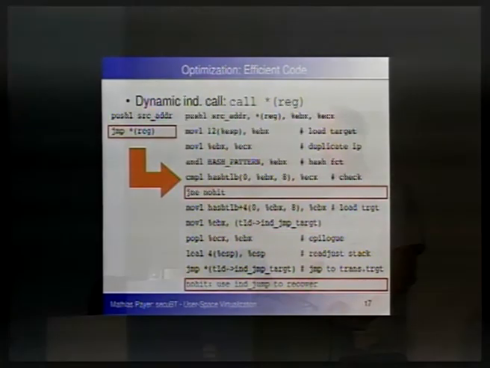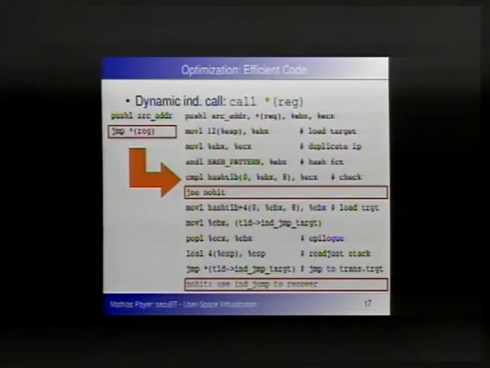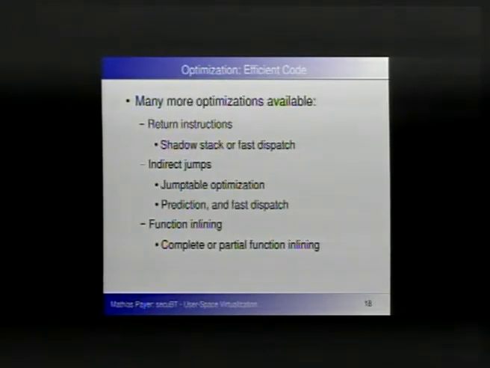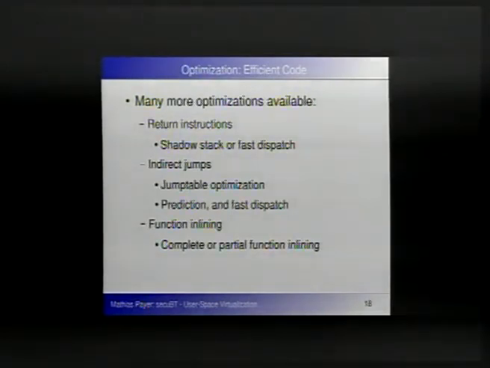So if we don't have a hit, we have to use a recover function, but this recover function will not change that code in the code cache, because normally this will work out most of the time. So these are just two of the optimizations that we did. Many more optimizations are available in the code for return instructions, indirect jumps, and function inlining.